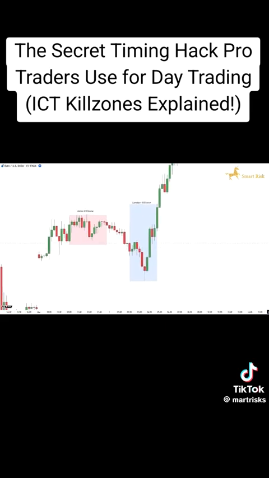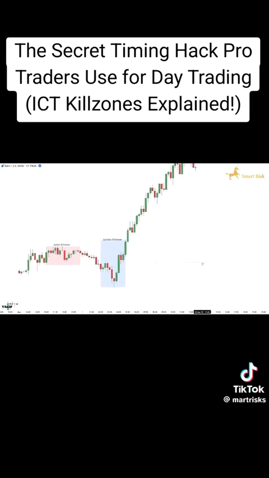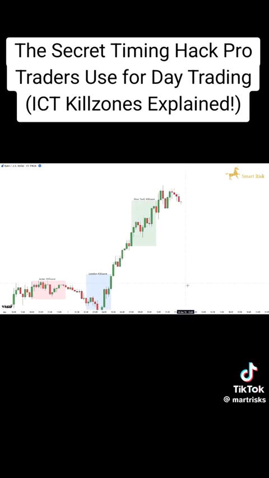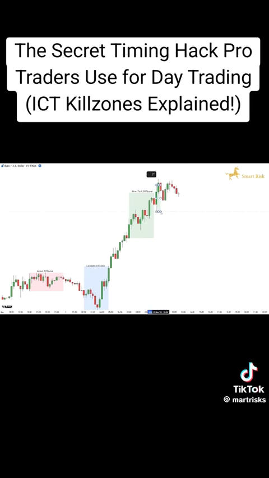After that, we'll highlight the New York kill zone, which starts at 7 a.m. and ends at 10 a.m. Finally, right after New York, we have the London close kill zone, which begins at 10 a.m. and ends at 12 p.m.